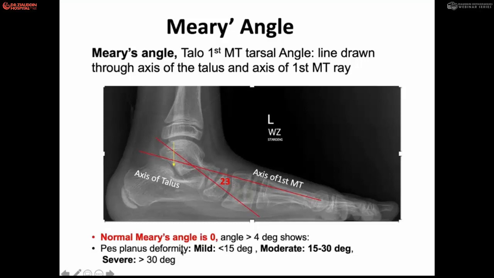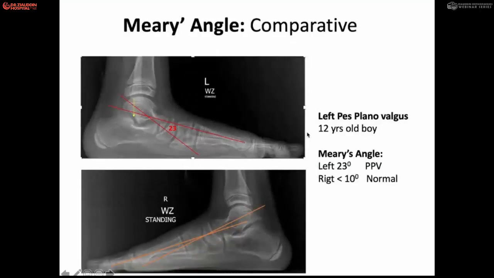In mild deformity, the Meary's angle is less than 15 degrees, and the axis matches toward the metatarsal axis, producing flatness, which is indicated by the Meary's angle. In moderate deformity the angle is more than 15 to 30 degrees, and it is severe when it is 30 degrees or more. It means the verticality of the talus will produce this angle. So here, left pes planovalgus Meary's angle is 20 degrees. On the right side it is 10 degrees.